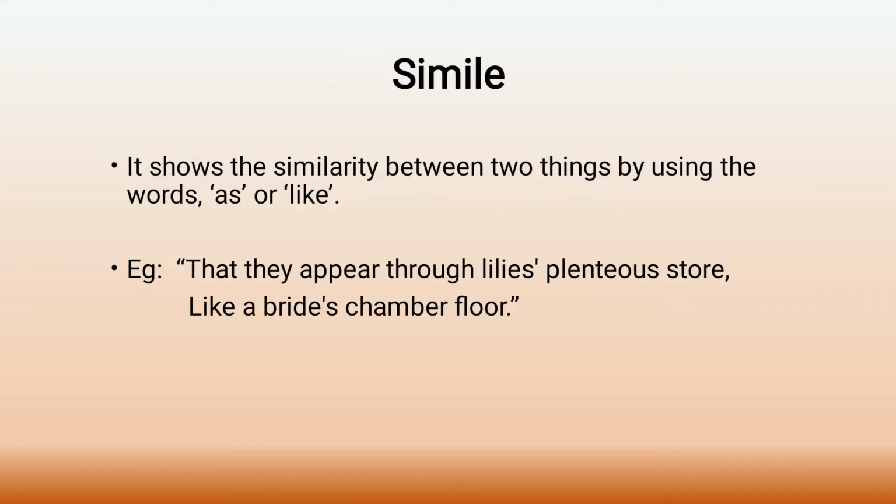The next poetic device is simile. This is very common in various poems, and you might be very familiar with this particular poetic device. Let's see once again what it is. A simile shows the similarity between two things by using the words "as" or "like." You have to remember that if two things are compared by using the words "as" or "like," then we can easily say that this is an example of simile.